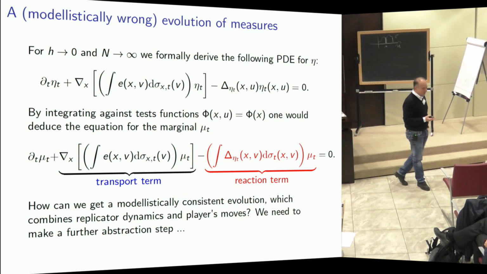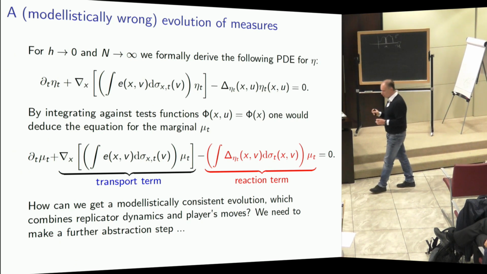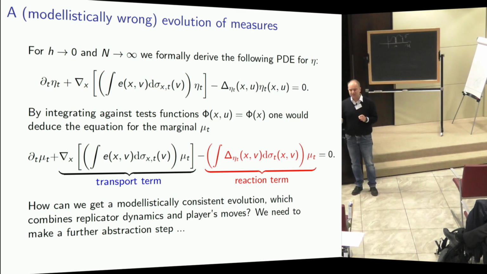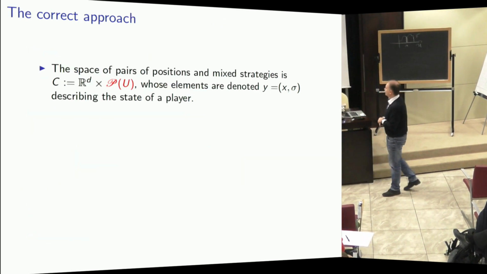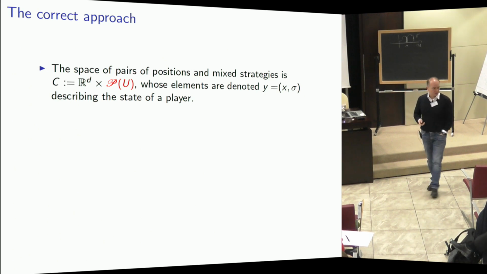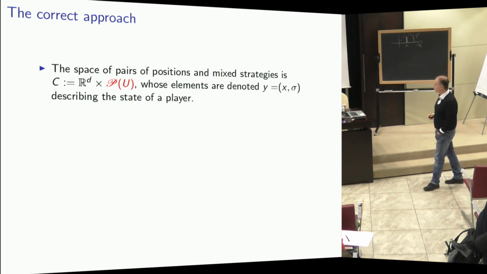And the further step of abstraction requires to move the attention from a probability distribution over the cross space between R^d and U, the strategies, to the cross space R^d times the mixed strategies, P(U). Now we see how that works.